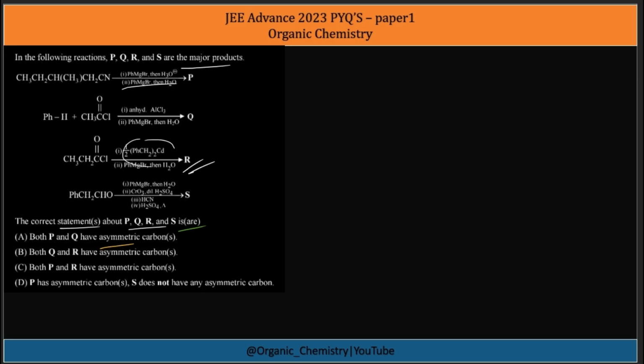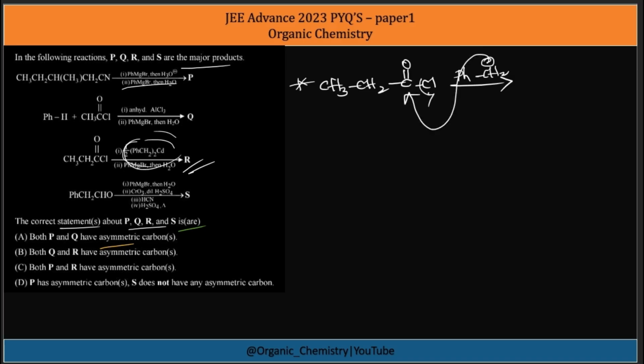So let's try to solve this particular third conversion. Here they have given CH3 CH2 C double bond O Cl, and in the presence of this organocadmium reagent, which is also similar to the Grignard reagent, this benzyl group acts like a nucleophile, CH2 negative. It will attack on this carbonyl carbon, and this chlorine will leave as a leaving group, and then we will get CH3 CH2 C double bond O CH2 Ph.